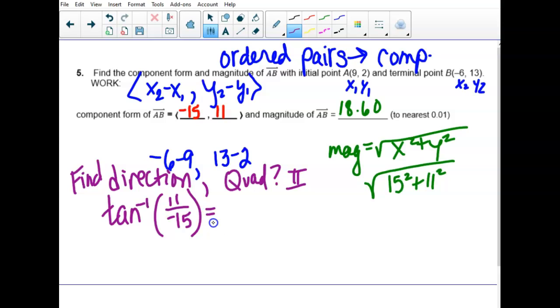So this is in degrees, so make sure your calculator is in degrees. And then it's inverse tangent 11 over negative 15. The calculator doesn't understand which number is negative, so it comes up with negative 36.3 degrees. If it thinks we're down here because it had a positive and a negative and we are really over here, we need to do what? Add 180. So it's 143.7.